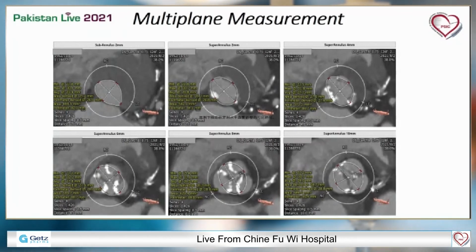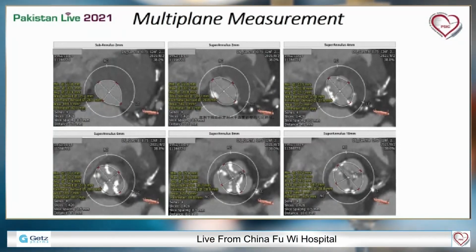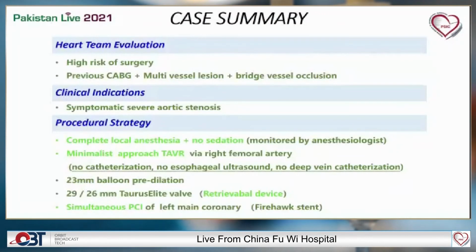From this clear measurement, I think the best anchoring is from 6 millimeters up to 8 millimeters. So we will implant the prosthesis a little bit higher than the normal procedure. Okay, next.